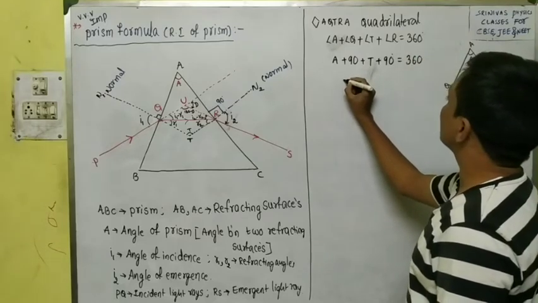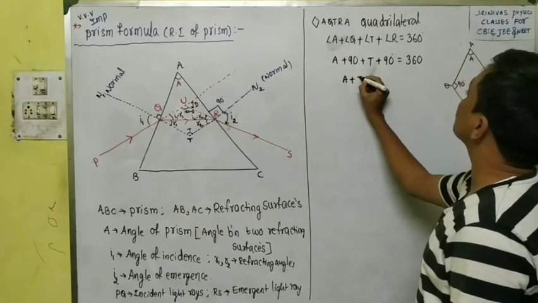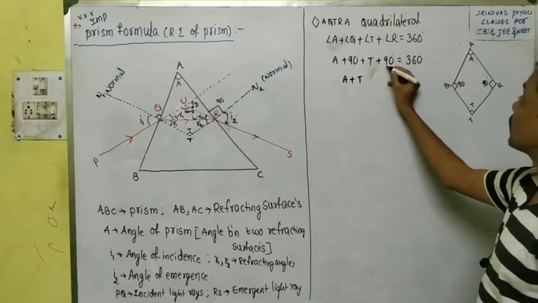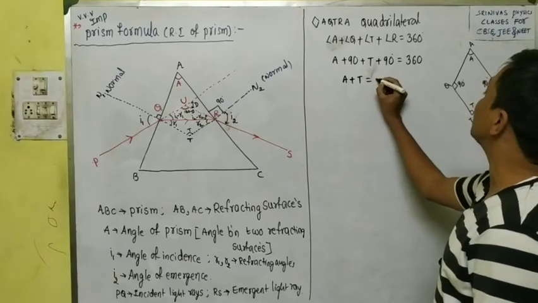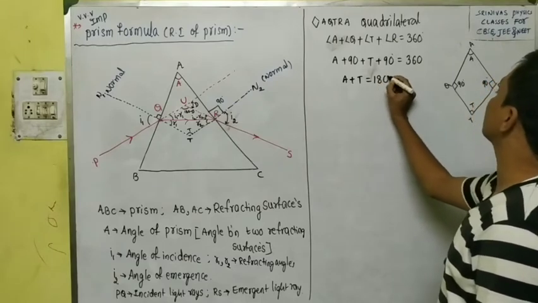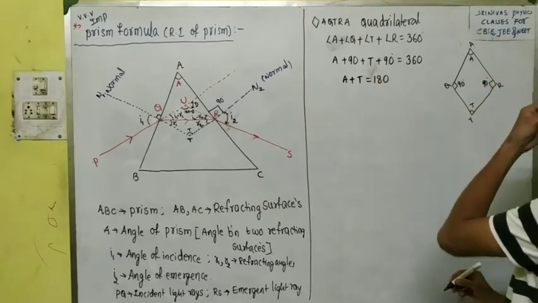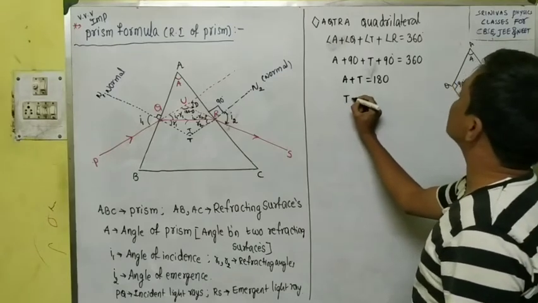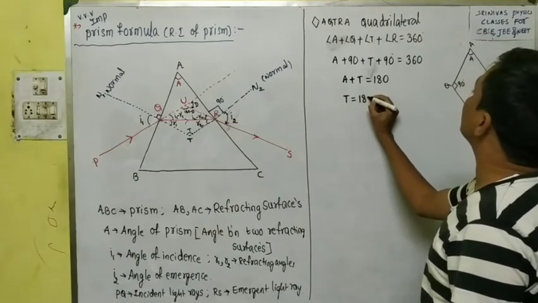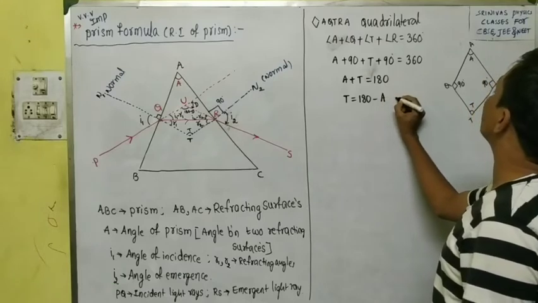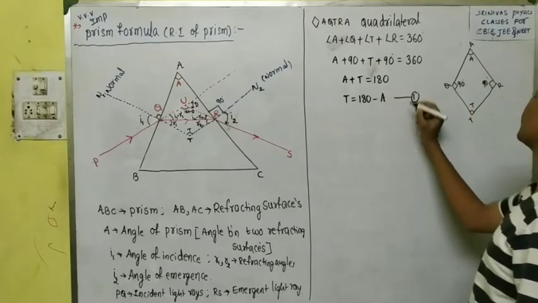From this, A plus T is equal to, this is 90 plus 90, 180. The 180 goes to the right side. 360 minus 180 we will get 180. From this we will get T is equal to 180 minus A. We can consider this as equation 1.